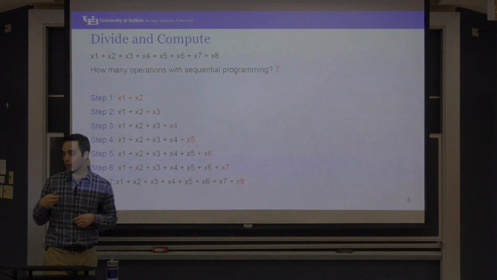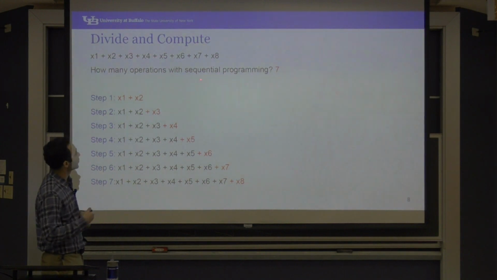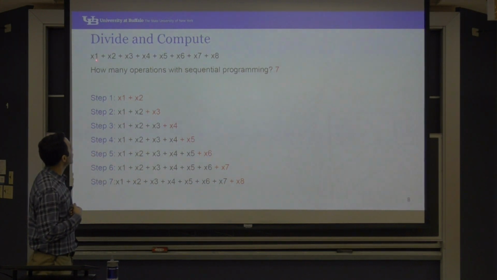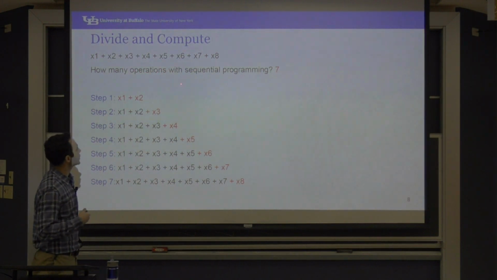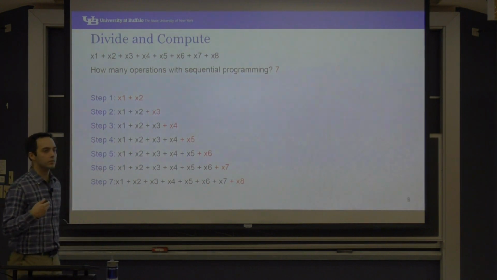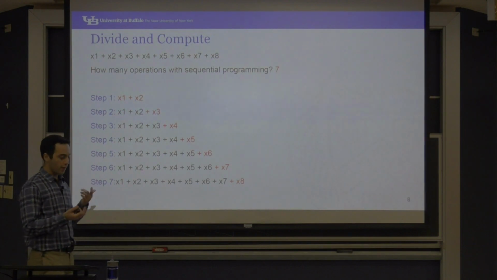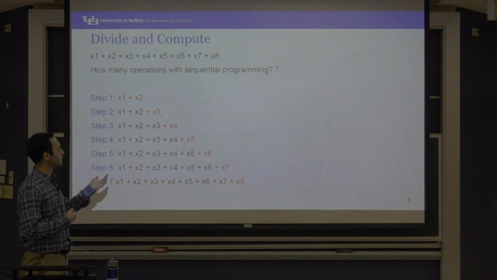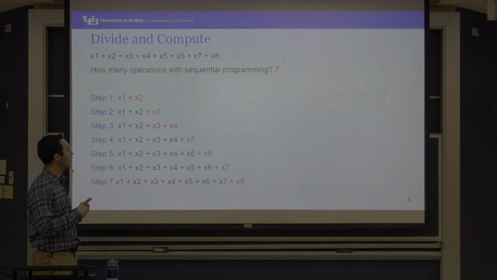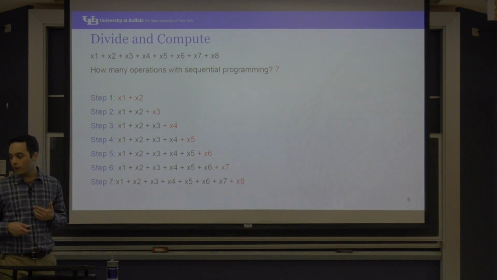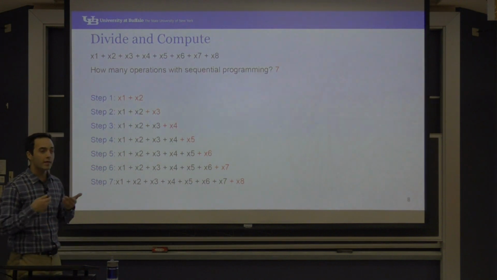As an example, one of the reasons is divide and conquer, right? So this is divide and compute. If we want to compute the addition of 8 variables, how many operations with sequential programming do we need? It will be 7. We first add x1 and x2, and then once we have that, we add x3 to the previous result, and then x4, 5, 6, 7, and 8. So in total we have 7 steps of addition, right? But can we do it better? Yes, if we have parallelism and we can implement it, then we can.